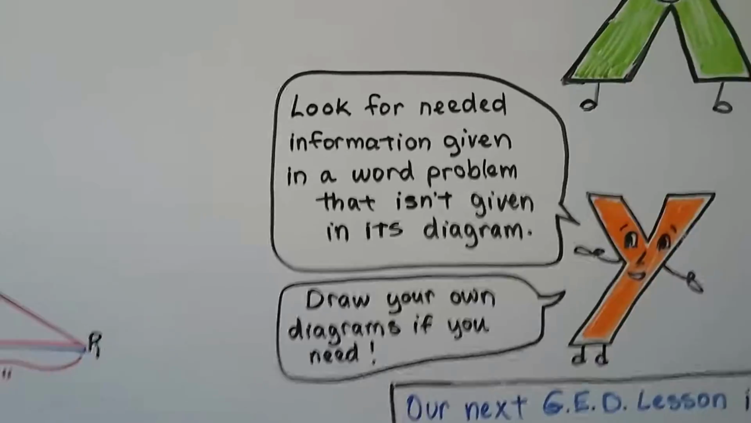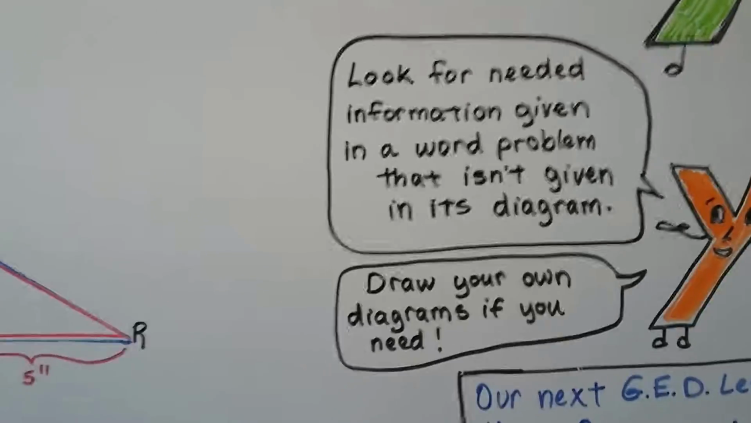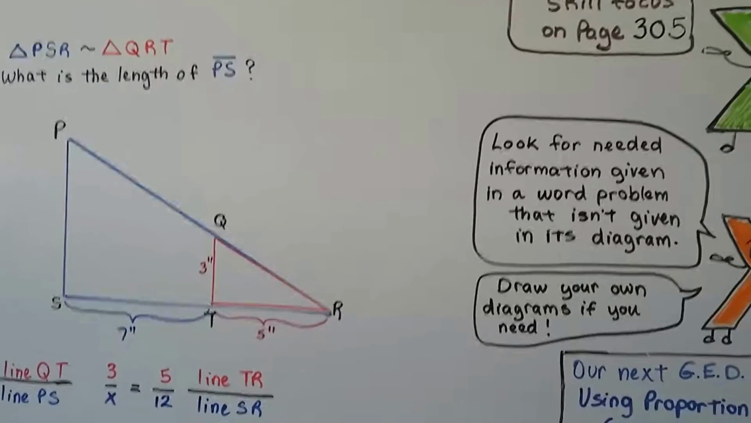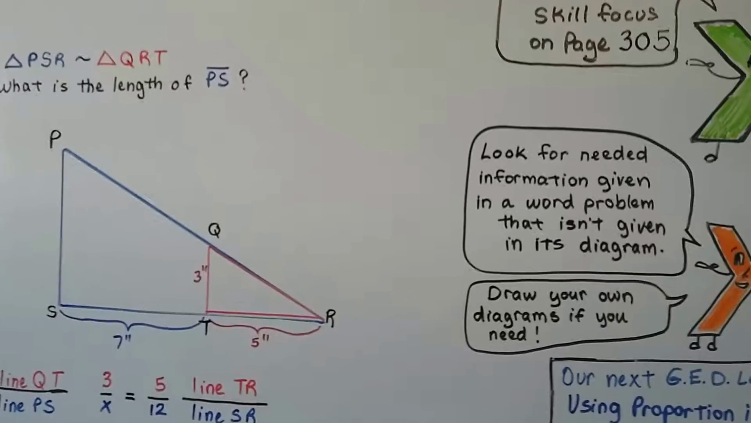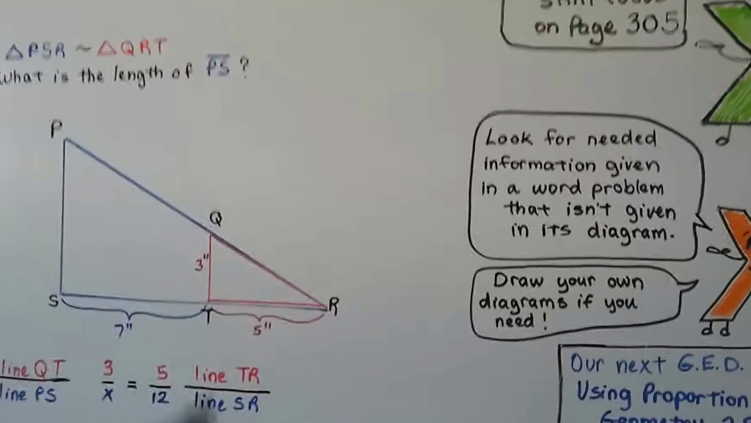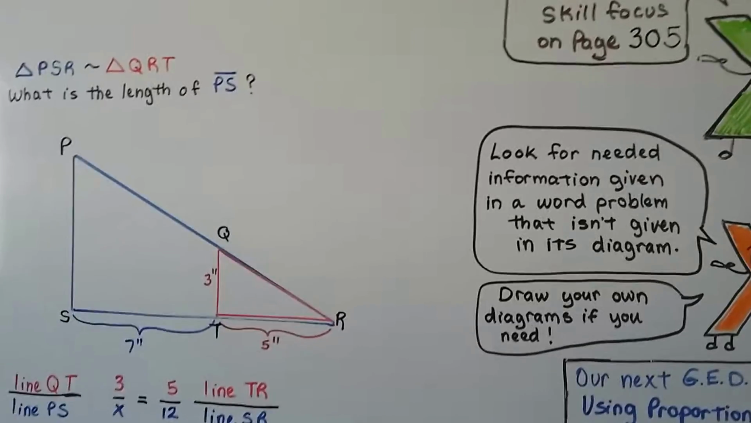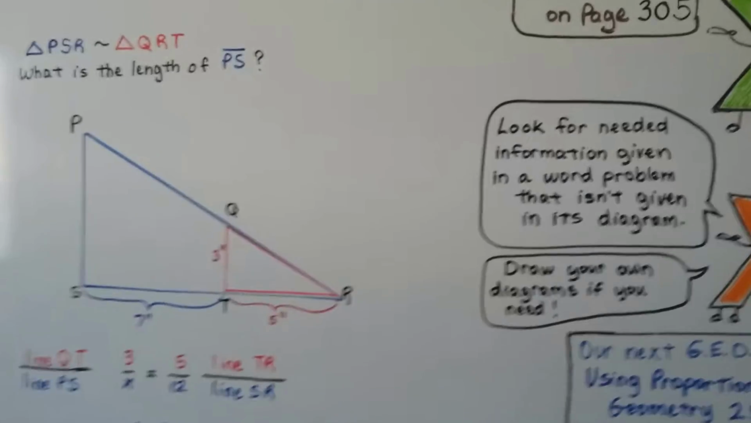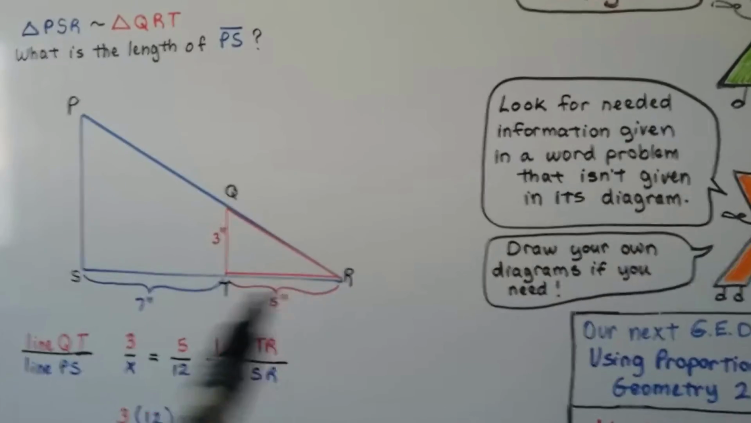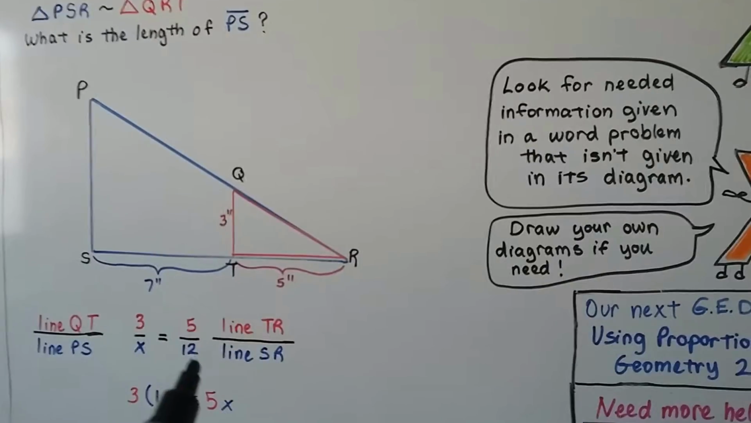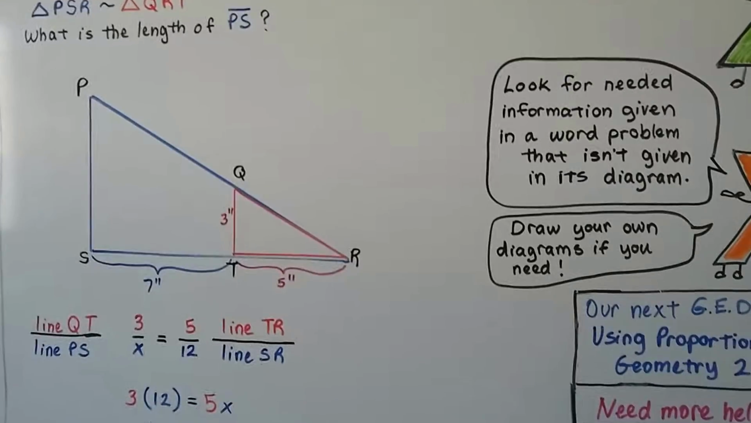Now, you're going to have to look for needed information given in a word problem that isn't given in its diagram. Sometimes you're going to read a word problem and it'll have a diagram that goes with it, but the information won't be in the diagram. It'll be in the word problem. So you'll have to add it to the diagram or do it on your scratch paper. You can draw your own diagrams if needed. And even in this one, we needed 12 for this base measure, and we had to add the 7 plus 5 to get it. So it was a little tricky, okay?